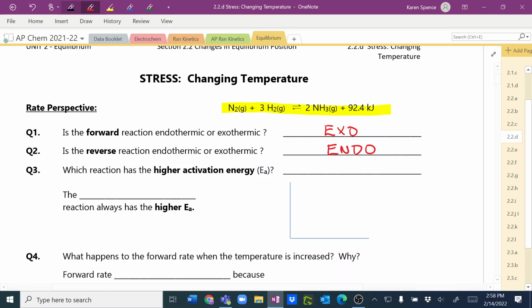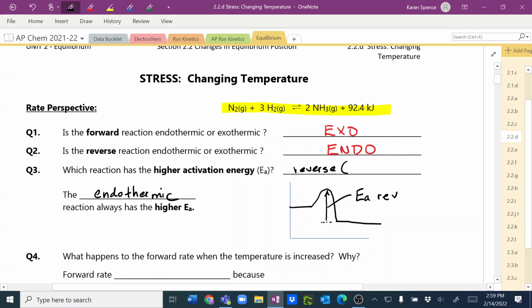You know what, I'm going to draw the graph anyway, because I put a little thing here, right? So we have an exothermic reaction. Yes? So the endothermic reaction, the reverse reaction, always has the higher activation energy. Is that good?